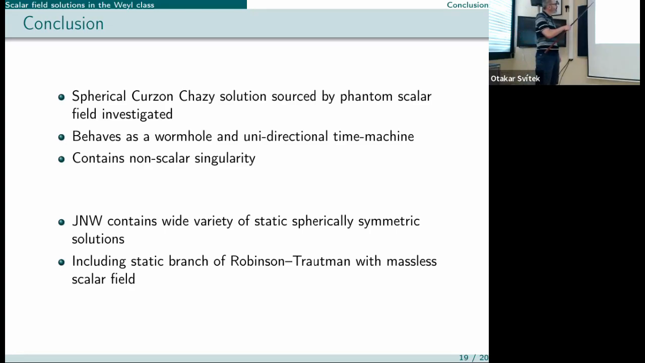So I showed the spherical Curzon-Chazy solution that we discussed with a PhD student.